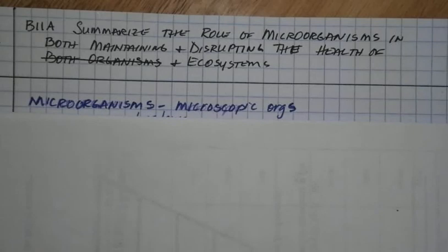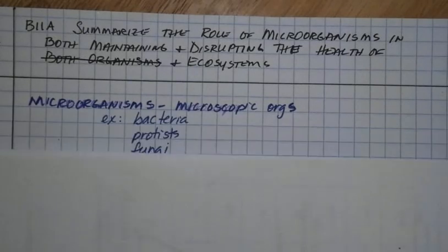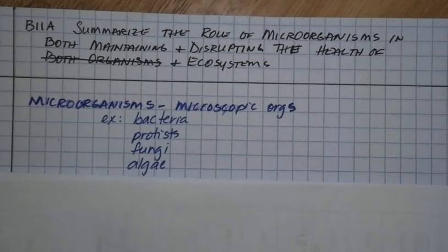Microorganisms are simply microscopic organisms. Any living thing that you have to use a microscope in order to see is going to be considered a microscopic organism. Examples could be bacteria, protists, fungi, algae. Our microscopes at school are really great, but even they struggle with seeing bacteria. When you look at bacteria through our microscopes, they just don't look like a whole lot. But we have great microscopes for seeing the protists and the fungi and the algae. So there are lots of these organisms that we can look at and see.